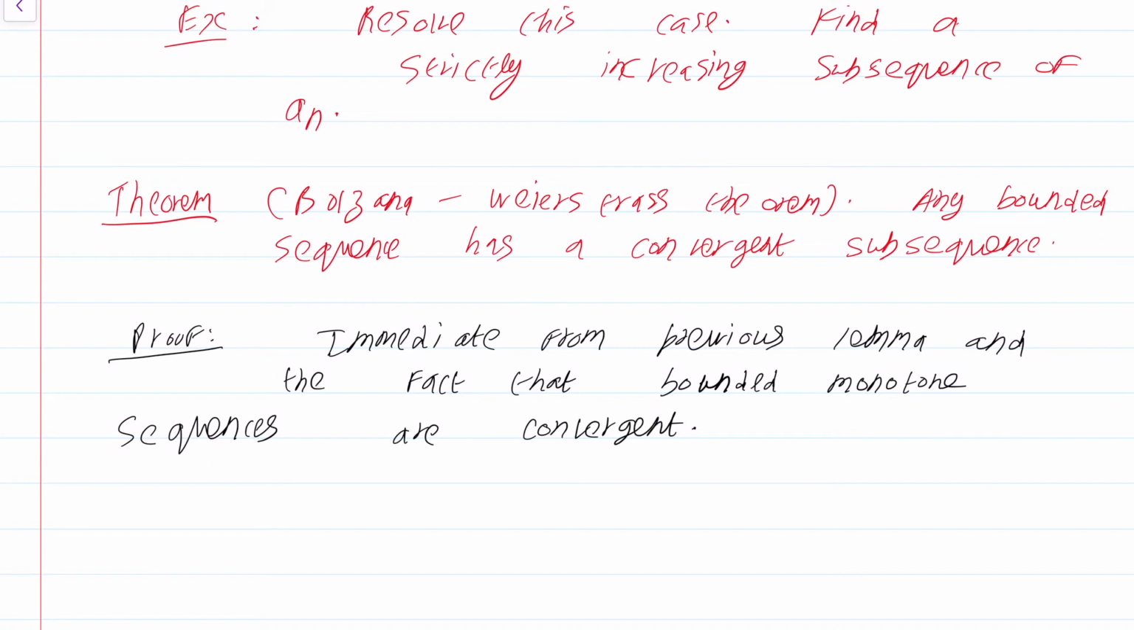I left the decreasing case for you. You start with the sequence. From the previous lemma, it either has an increasing subsequence or a decreasing subsequence. Apply the fact that any monotone sequence that is bounded is convergent to this particular subsequence, which is increasing or decreasing, and we are done.